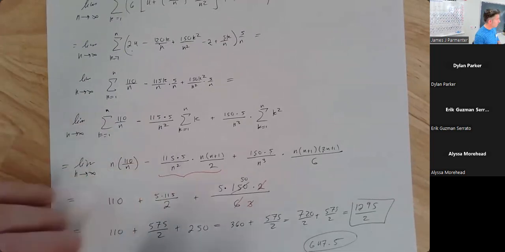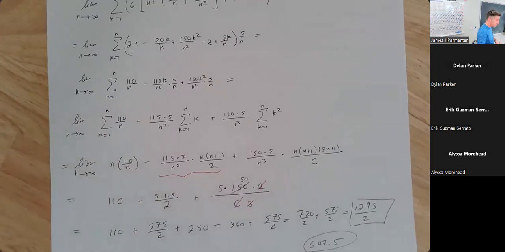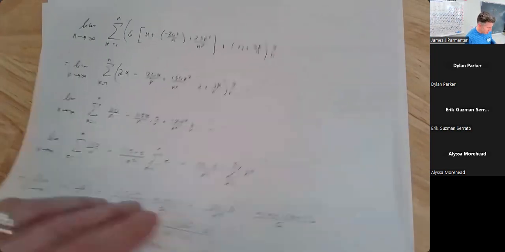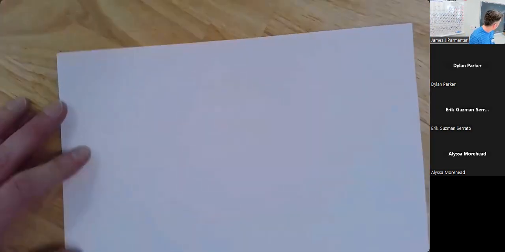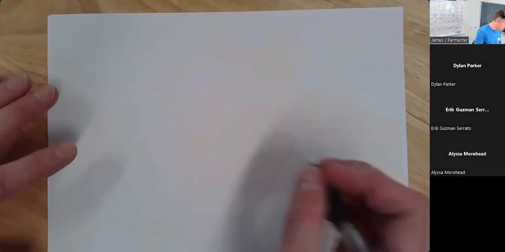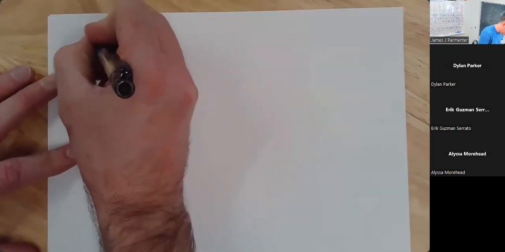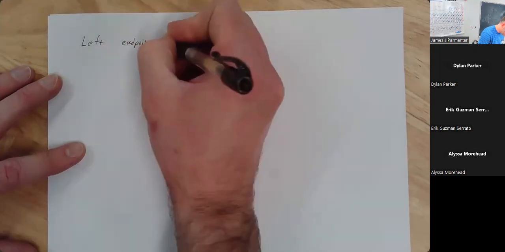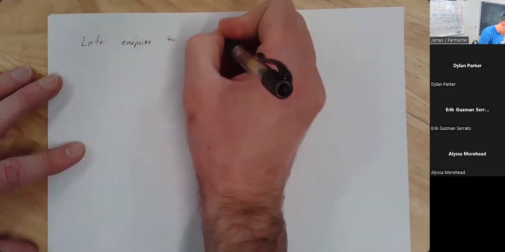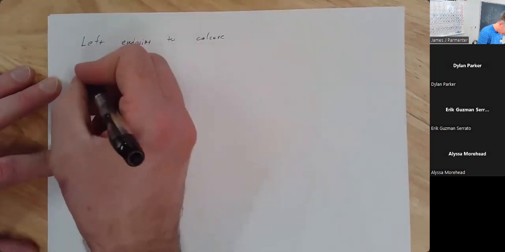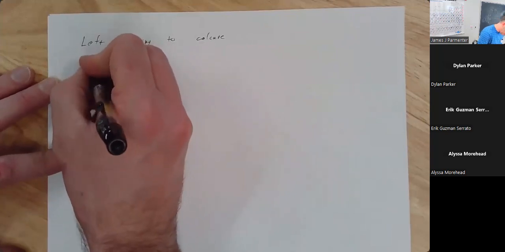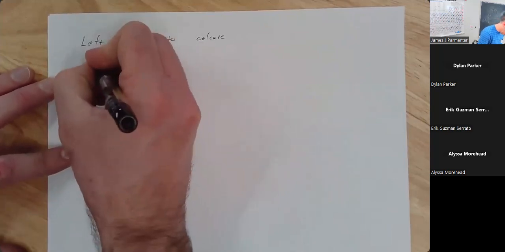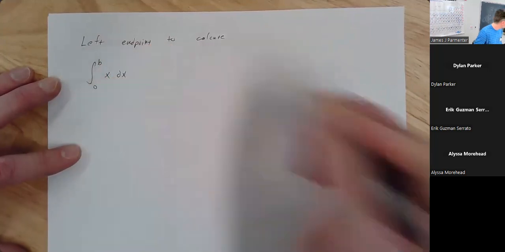Actually, let's talk about using the left endpoint instead of the right endpoint. Because you can totally use the left endpoint and it works almost the same. It's just not quite as nice. But let's do an easy one. Let's use left endpoints to calculate the area under y equals x from 0 to some arbitrary b.